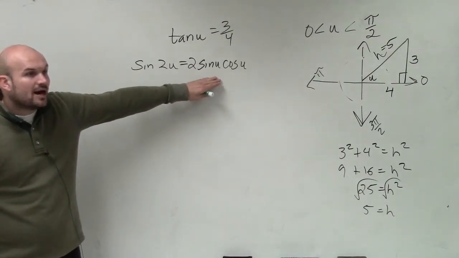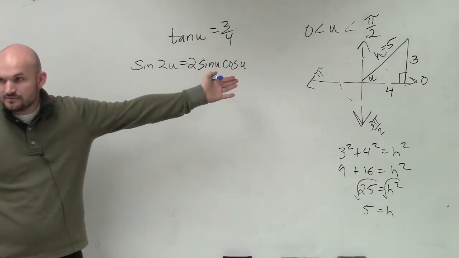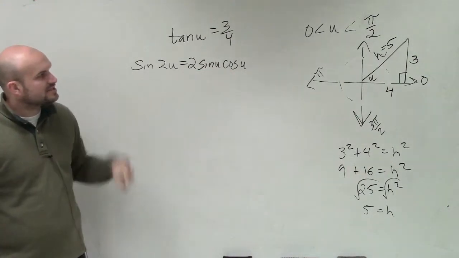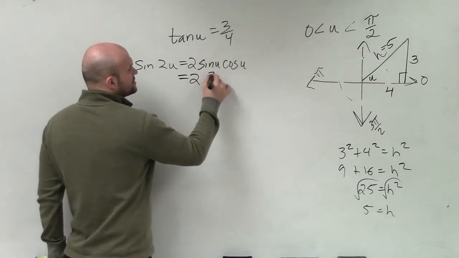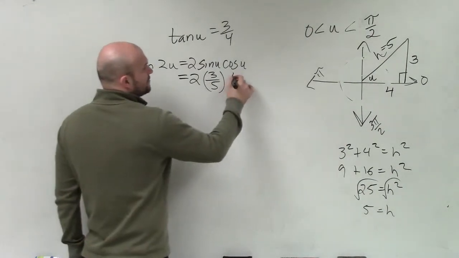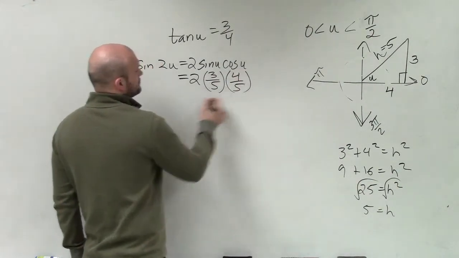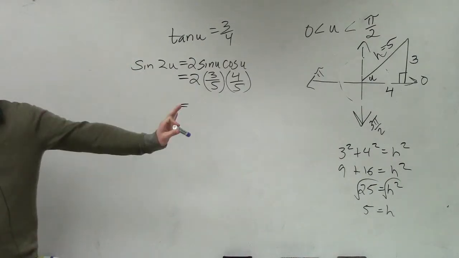So now that we have all the sides of the triangle, can we find the sine and the cosine? Yes. So the sine is opposite over hypotenuse, which is 3/5. And the cosine is 4 over 5. So now you just multiply across.